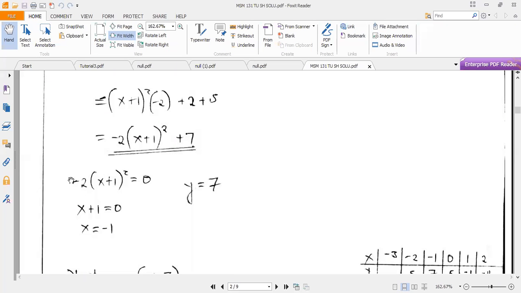So what I did here, I said we divide both sides by -2, isn't it? What is 0 divided by -2, man?